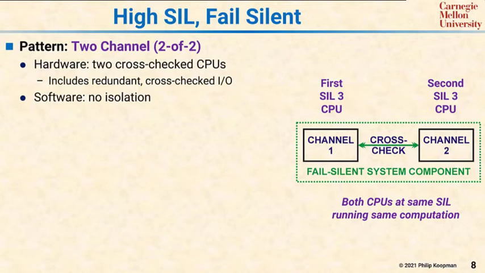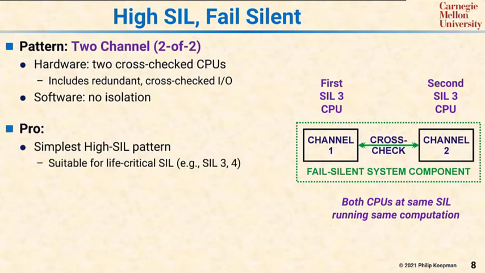For software, they're both running the exact same software, so this isn't really about software isolation. What it's about is 2 channels cross-checking, so if there's something wrong, they both fail silent. The pro for this pattern is that it's the simplest high SIL pattern, and it's suitable for life-critical applications such as SIL 3 and SIL 4.